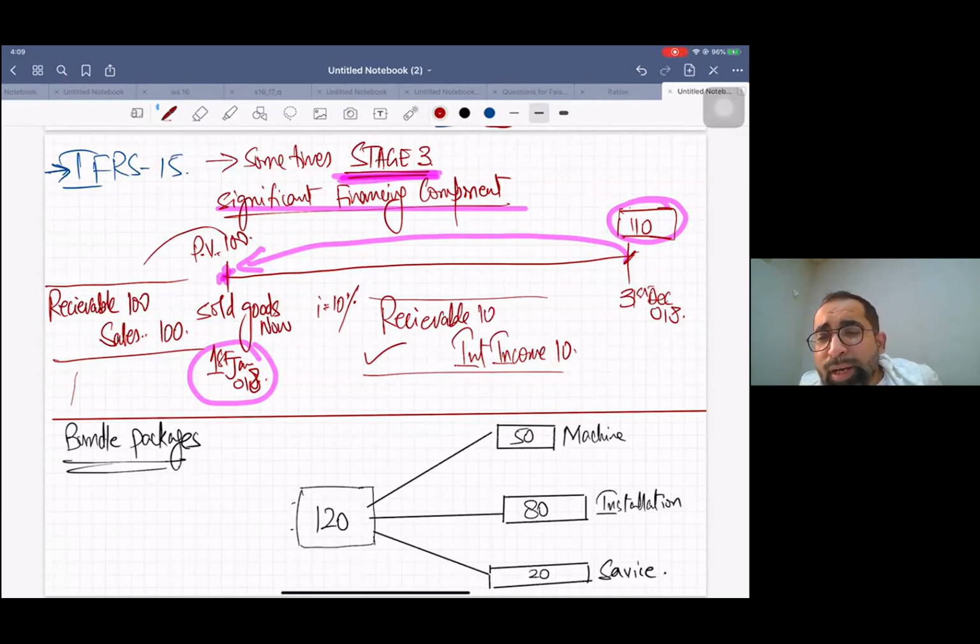If you unwind the liability, you get interest expense. But if you unwind the asset, this time you are doing unwinding on receivable, you will get interest income. Don't forget, if you unwind the liability, you will get interest expense, but when you unwind the receivable, you get interest income. Okay, so now just think, 100 plus 10, the exact 110 at the end of the year, and at the end of the year you will be receiving 110.